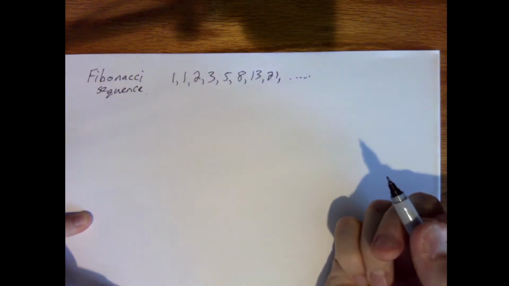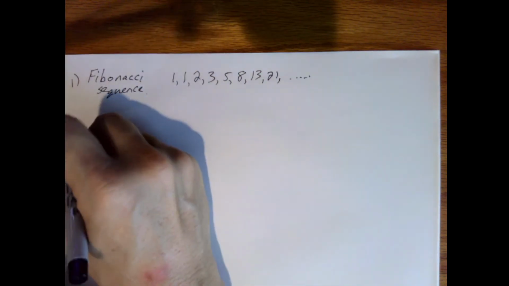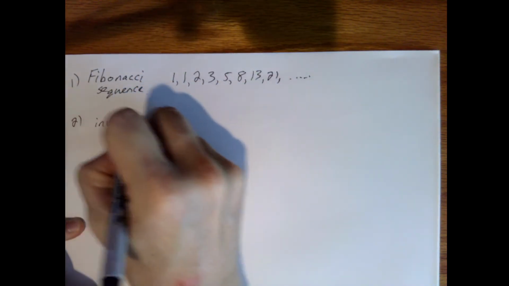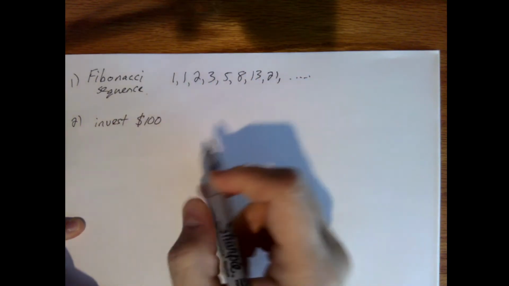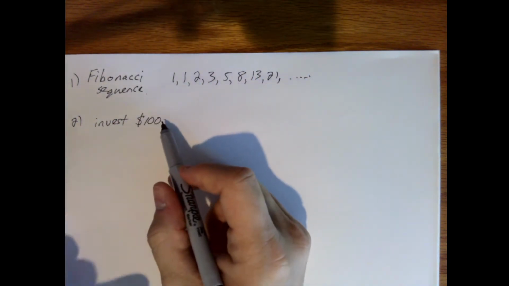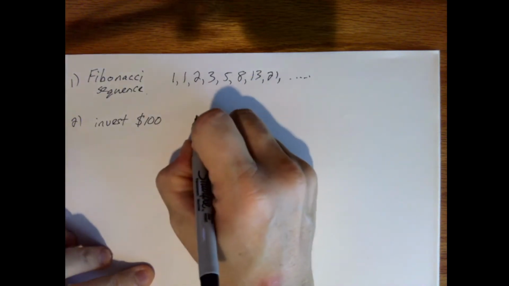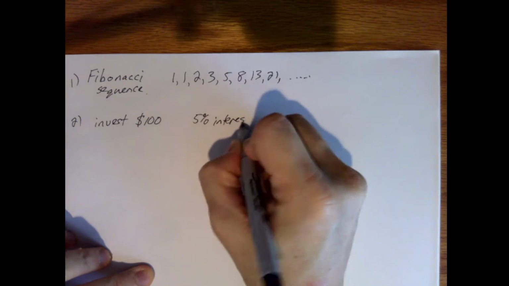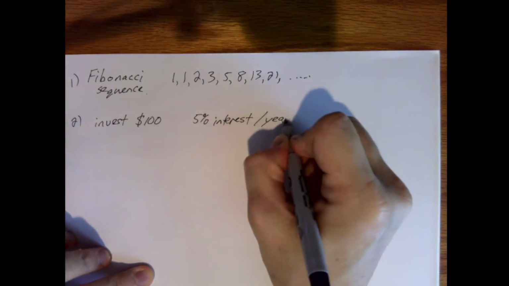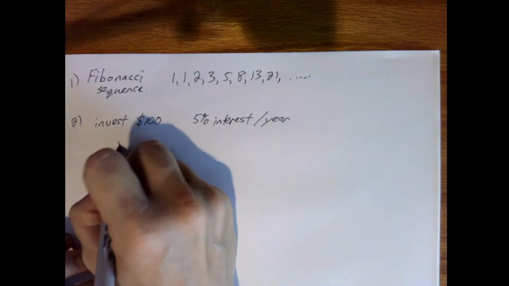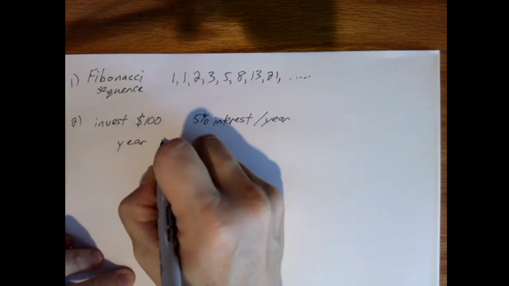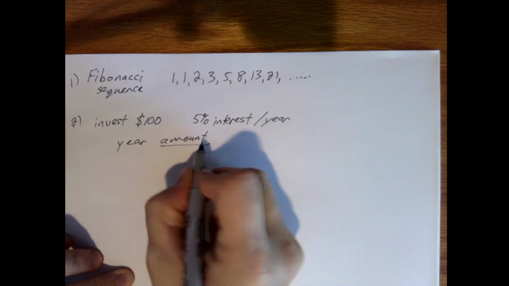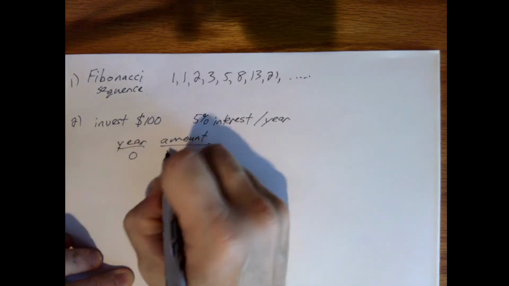All right. For our second set of numbers, let's say that we invested $100, and we invest it into something that pays 5% interest per year. If we look at what we would have, what's in the amount column will be the sequence. In year 0, that's our initial $100.